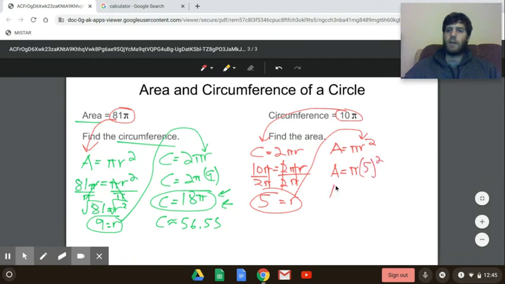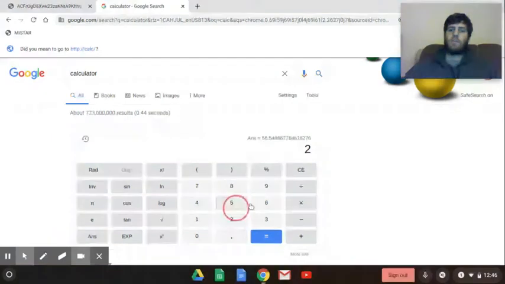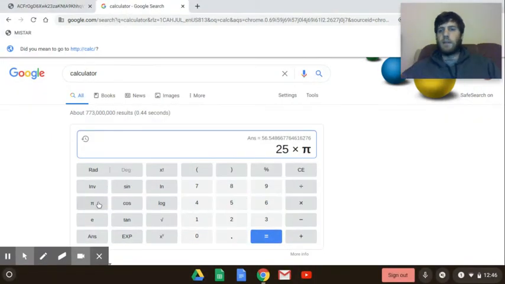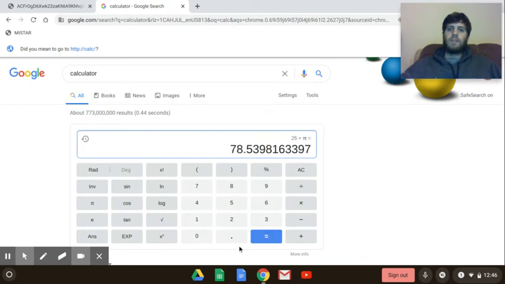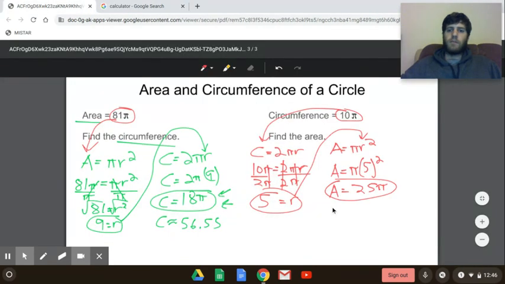5 times 5 is 25. So you get area equals 25 pi. Right? That's your best answer. If you want to approximate it, we could put it in the calculator and do 25 times pi. Again, remember, pi is just a number. It's not a variable. So it's going to be 78.54. So area is approximately 78.54. Okay. So that's really as hard as the first lesson for this week goes.